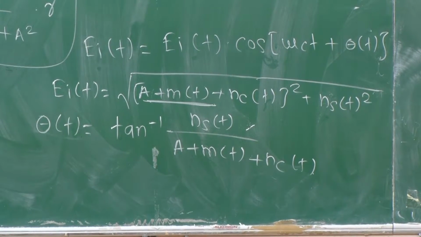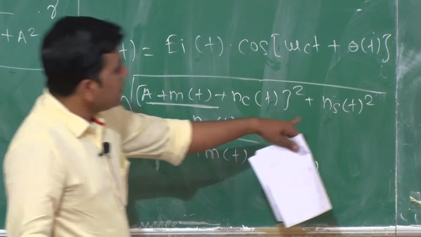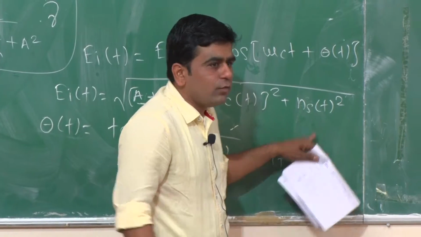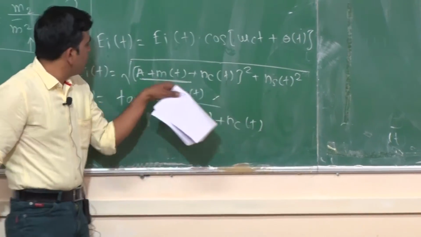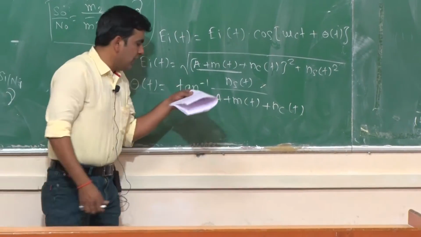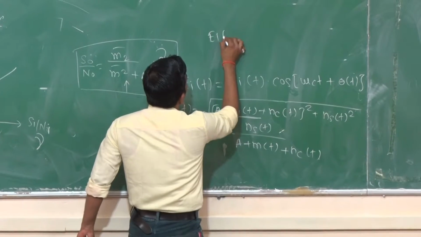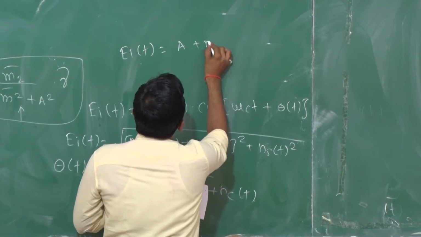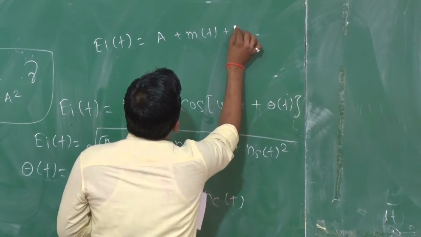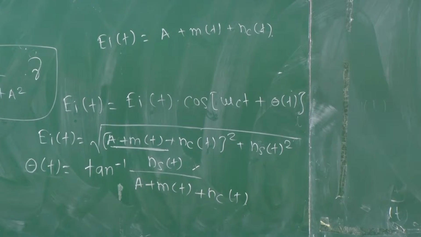So by using this assumption we can say that the quadrature component from your noise, we can neglect this quantity. We can neglect this quantity from this envelope. So finally we will get this envelope for small noise case, that is EI of t is equal to a plus m of t plus nc of t.